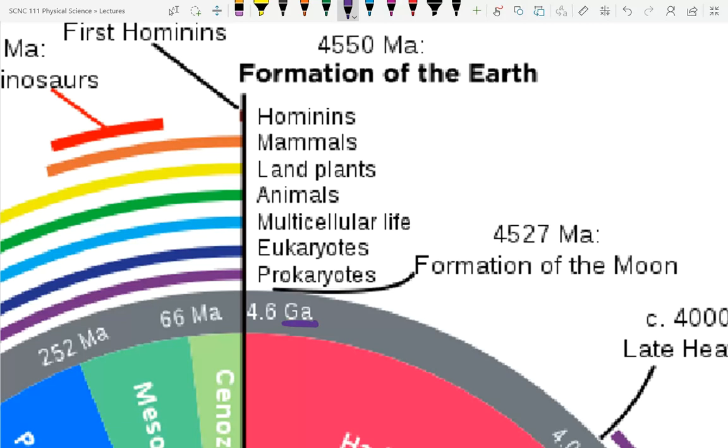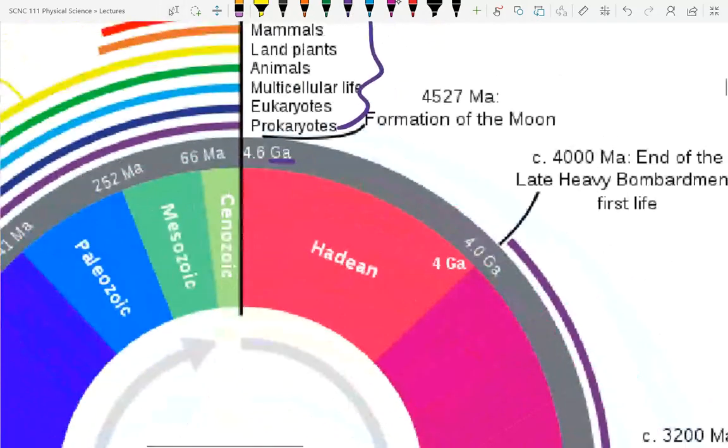Up at the top says 4.55. That 4.55 is rounded to 4.6. M is mega, so mega ages, million years. So that's where we have the formation of the Earth. These things here are referring to the end part. Those are not at the beginning. Those are the end. And so we have the Hadean.